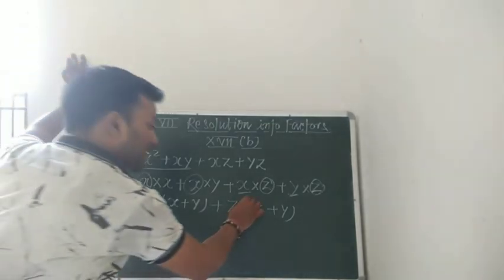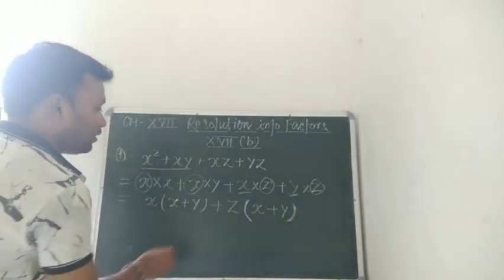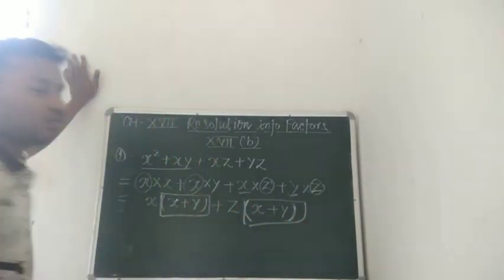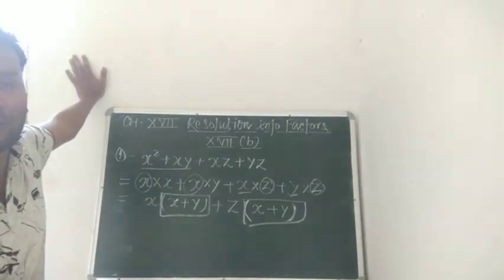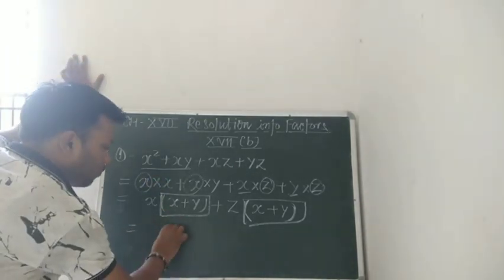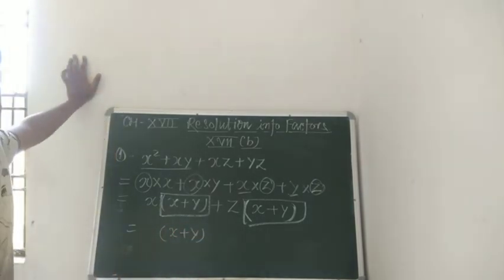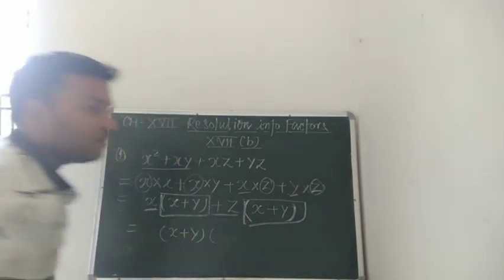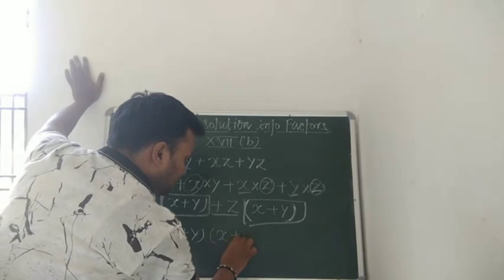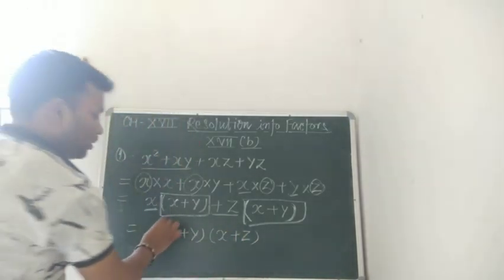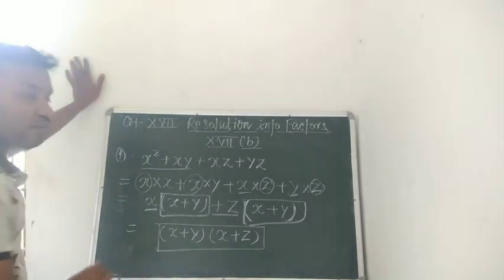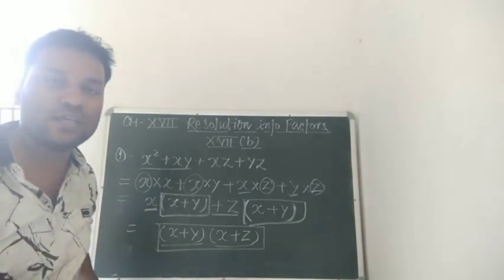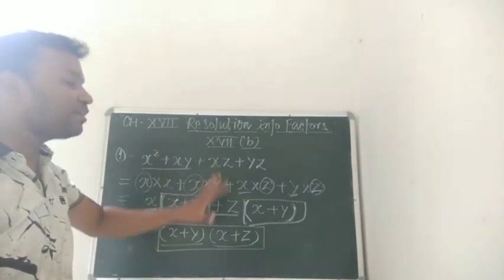Now, the interesting thing in this step is that this compound factor x plus y is common. So in the next step, we can take this compound factor as a common, and when we take the compound factor x plus y as a common, then x and plus z will be left here, and we will write them inside the bracket. Now we have two compound factors. The first one is x plus y, and the second one is x plus z. So this is how we can resolve such expressions into factors.